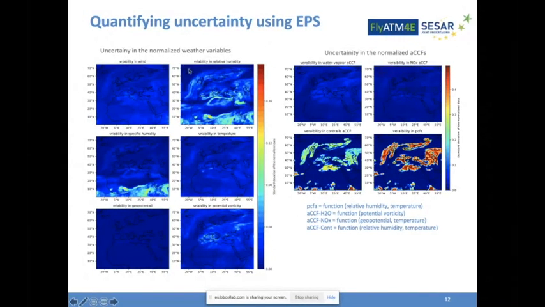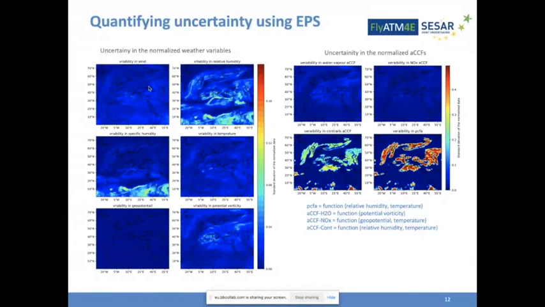EPS data. Here is the standard deviation of, sorry, I think the printer is working now. Can you hear me clearly? Yes, there is some noise, but it's fine. Okay, yes, sorry, maybe I can change my location.